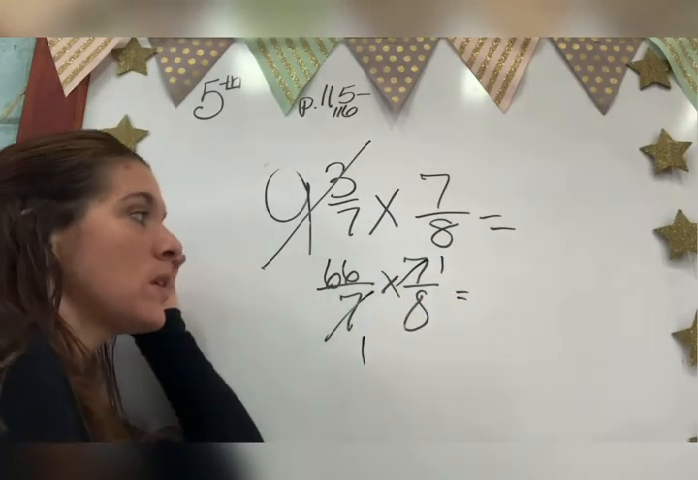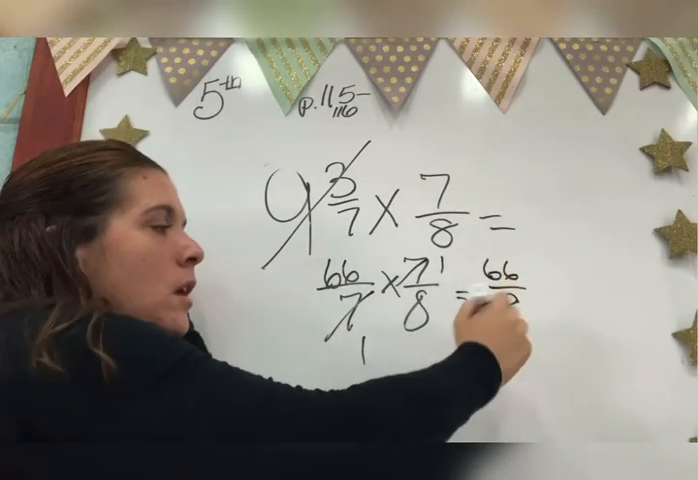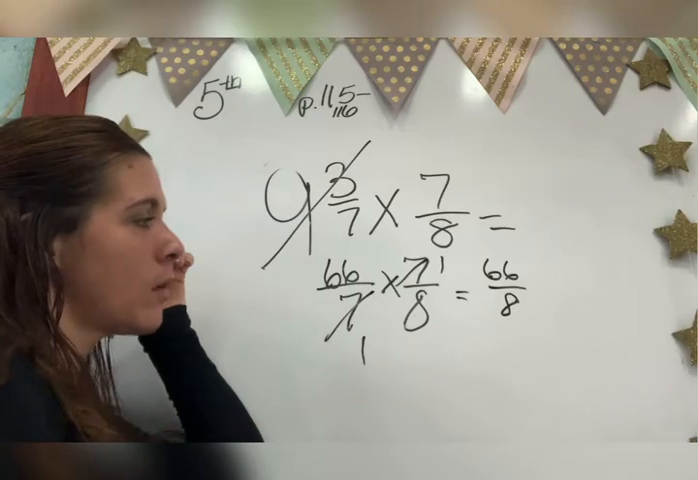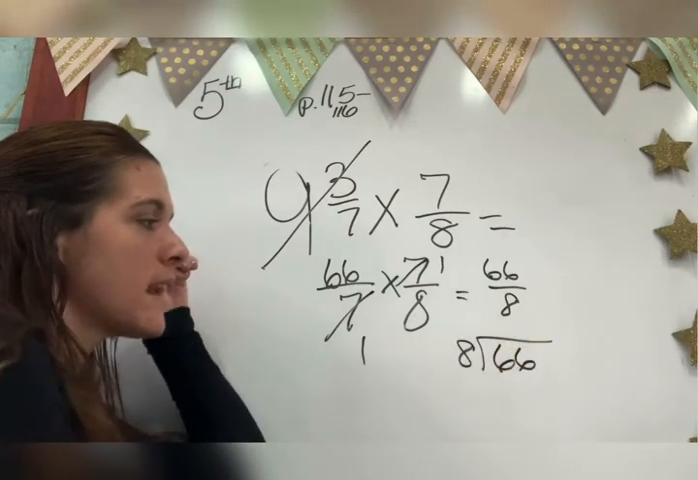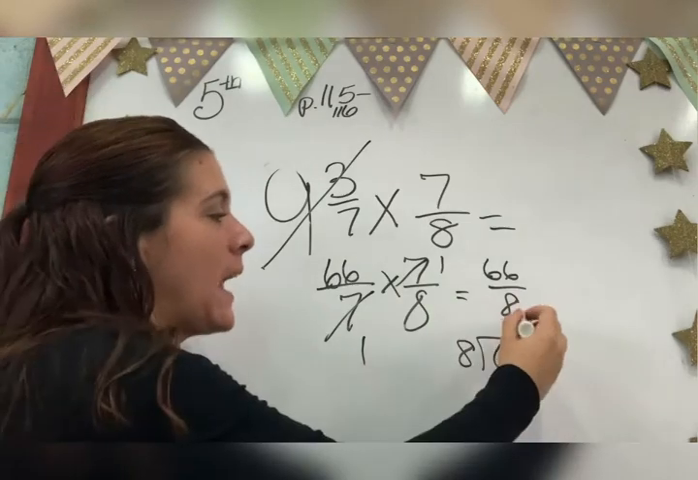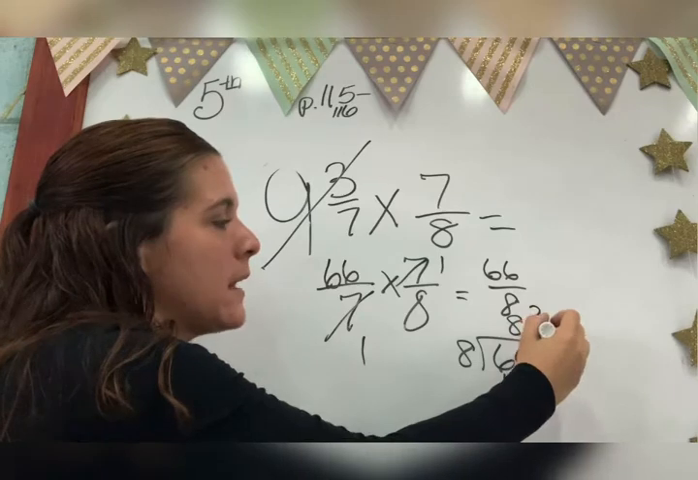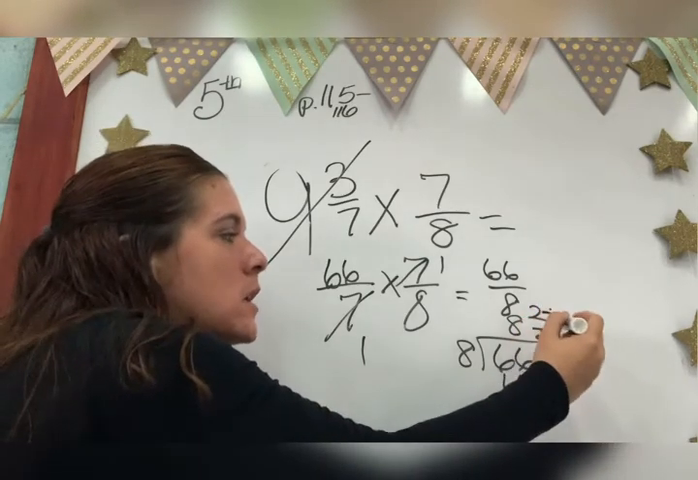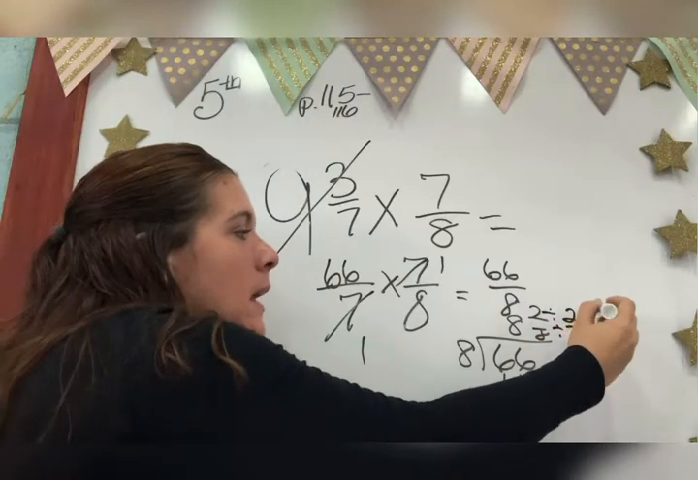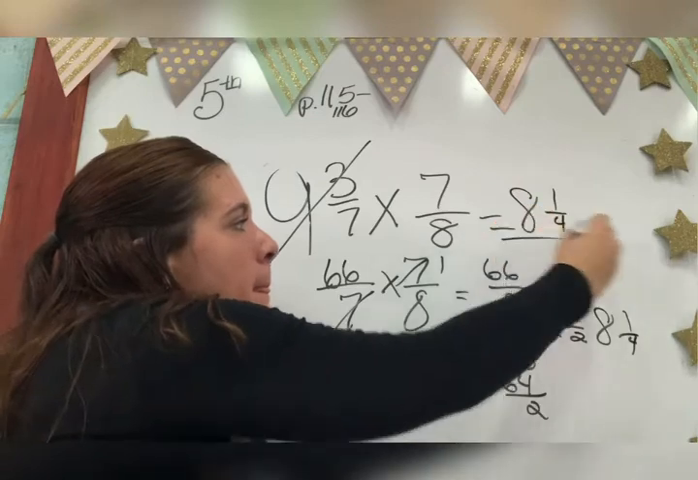And then what do we do, Ethan? Multiply. Good. Now what do we do, Andres? Divide. Cool. What's the answer going to be, Andres? 8, 64, 2, 2, 8. Mario, can we do anything else? Reduce. Good. 8 and 1/4 is your answer.